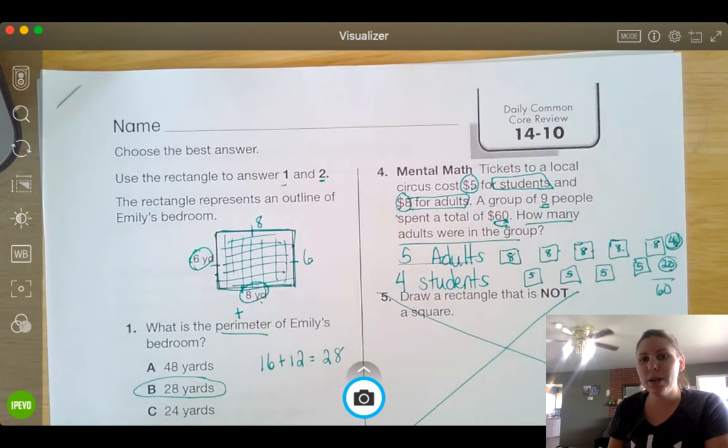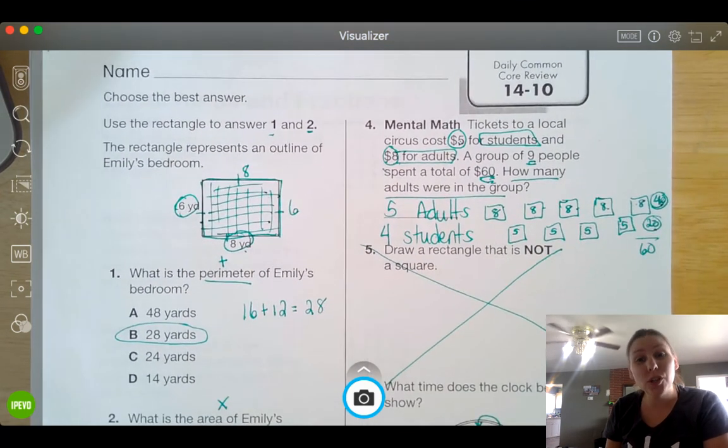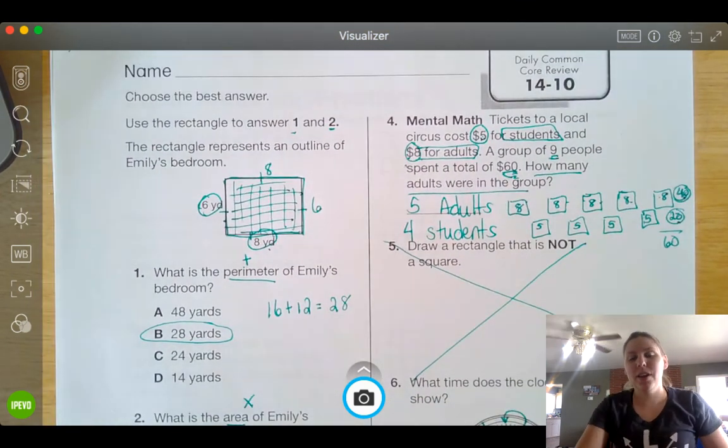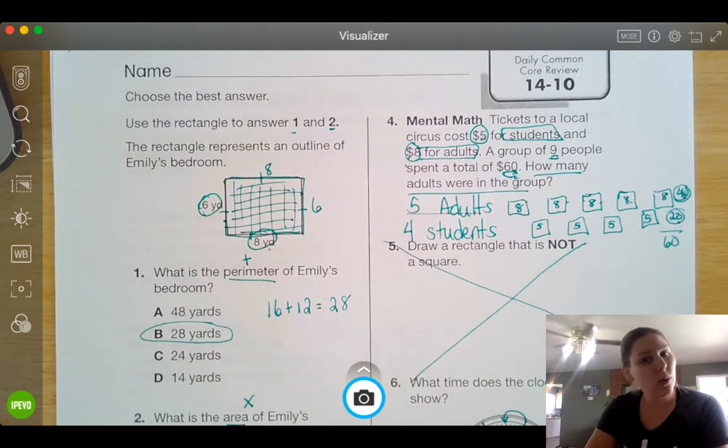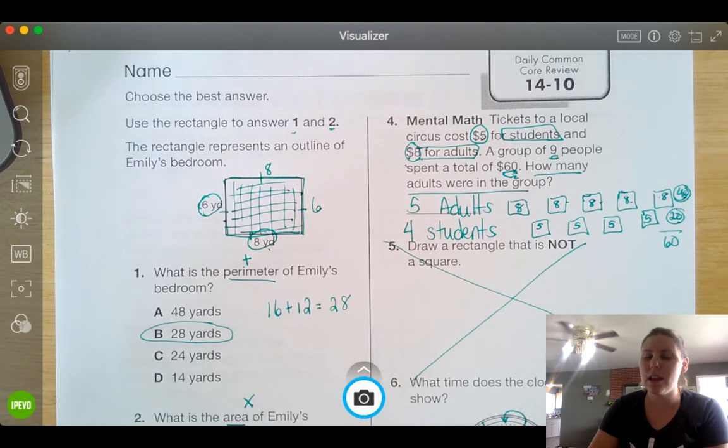Please make sure that you go back and double check your answers before you press turn in. If you got an answer wrong, that's okay. Look at your answer and look at mine and figure out where you made that mistake and how we can fix it next time.